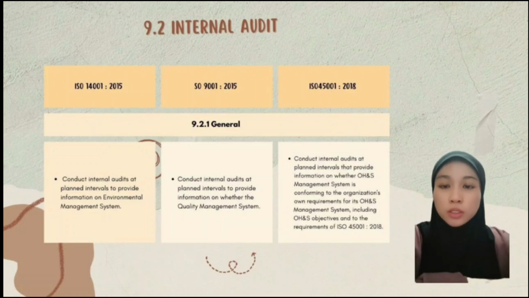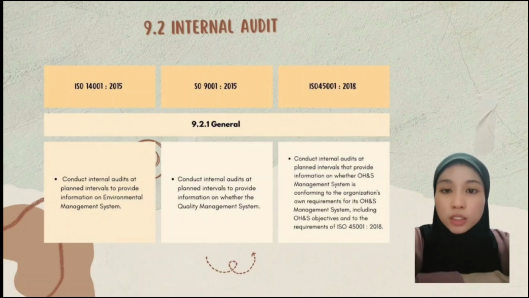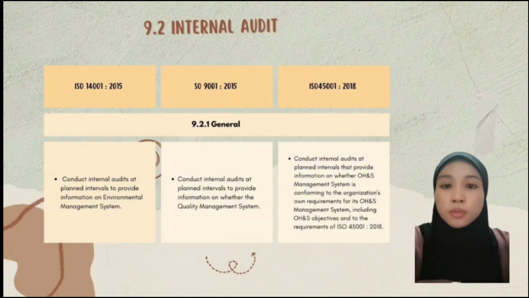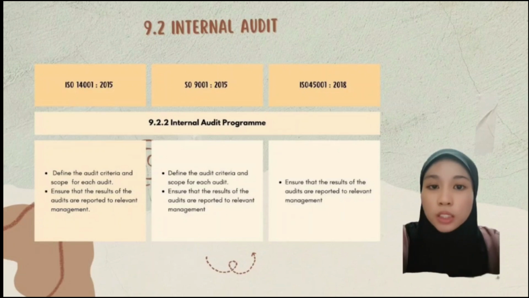9.2 Internal Audit. For 9.2.1 is general. All three of them have a similar general, which is conduct internal audit at planned intervals to provide information on all three of them. For 9.2.2 is internal audit programme, which ISO 14001 and ISO 9001 have a similar, which is define the audit criteria and scope for each audit, and all three of them have a similar in ensure that the result of the audit are reported to relevant management.